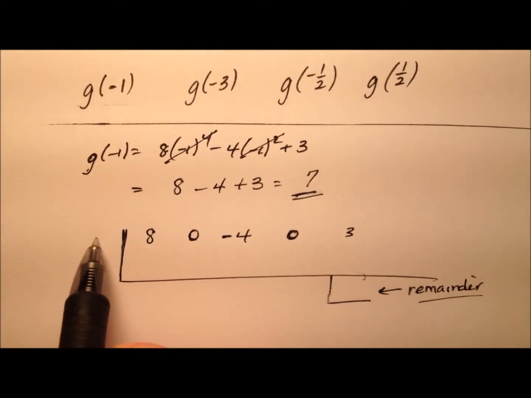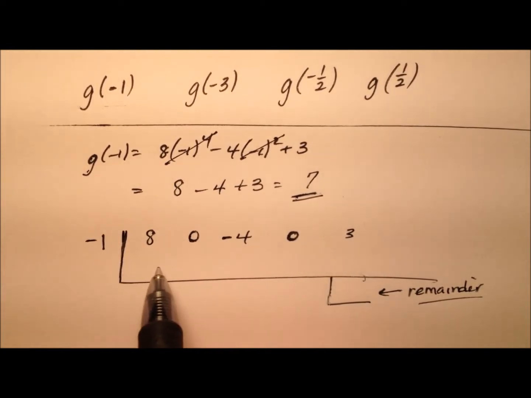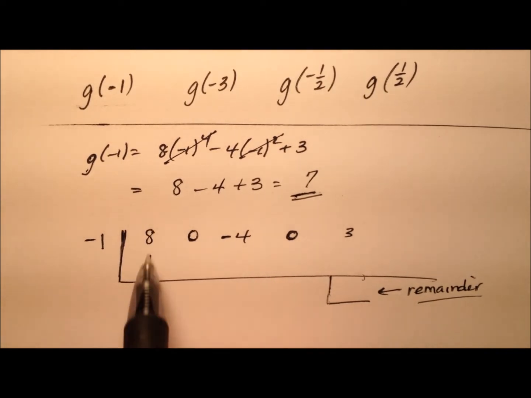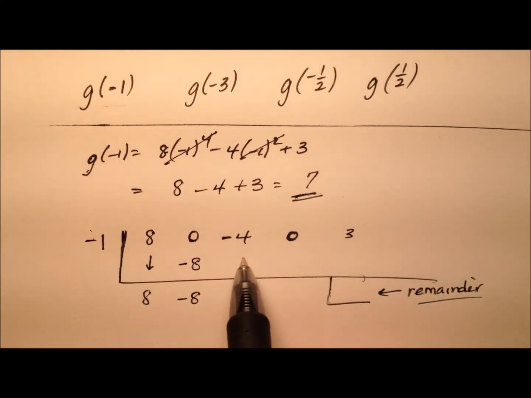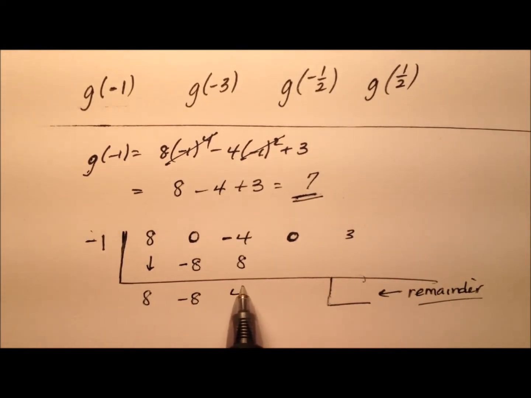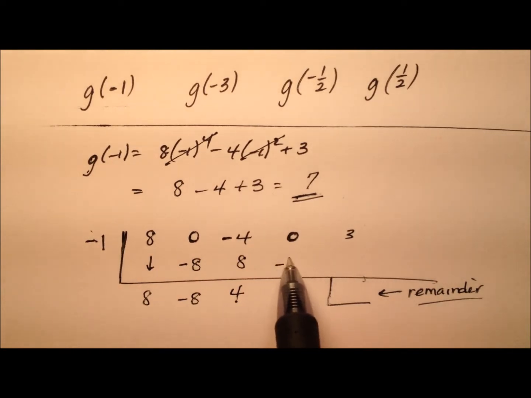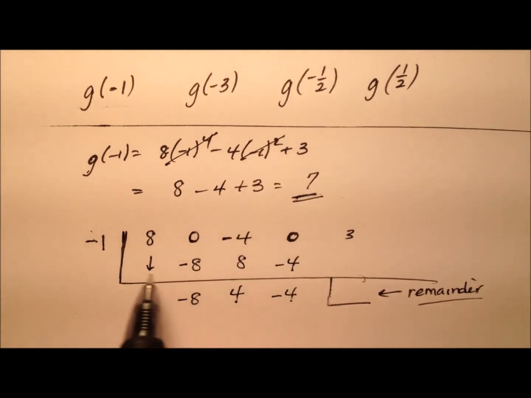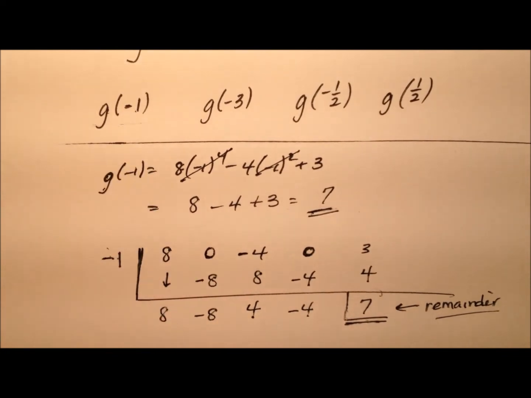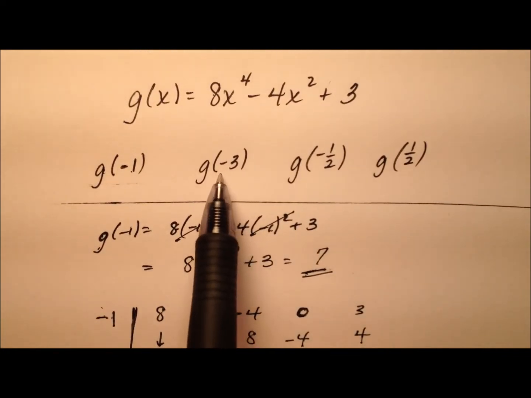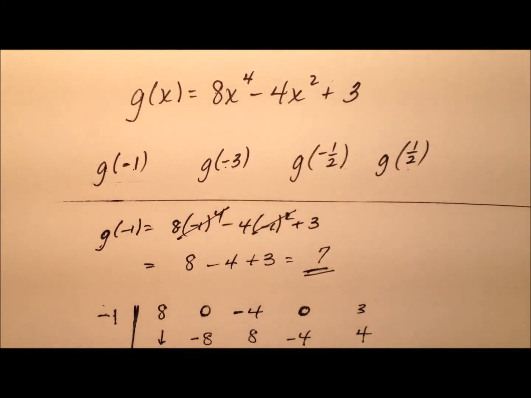Okay, so let's go ahead and work this synthetic division using the -1. So this 8 will come down, and then multiply gives me -8, adding -8. This multiplication gives me +8, adding gives me 4. The multiplication gives me -4, adding gives me -4. Multiplying is +4, and adding then is 7. So I see that I do get 7 in both cases. So that's the first value that I'm going to use for my g function. Let's go ahead and repeat the same thing for 3 more values, -3, -1/2, and +1/2.